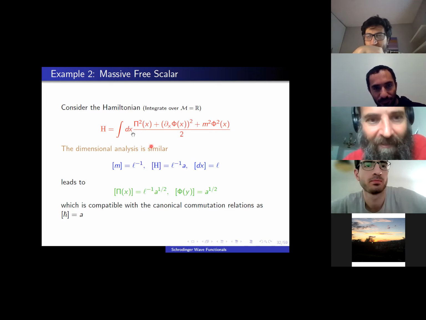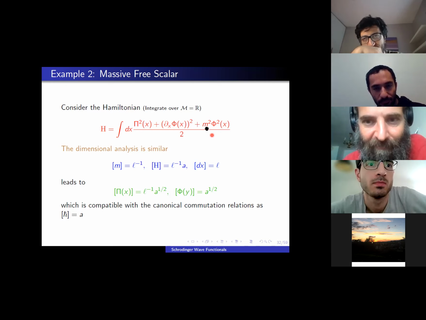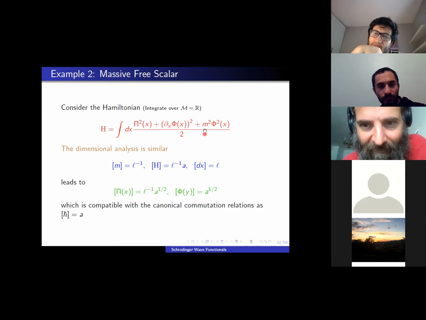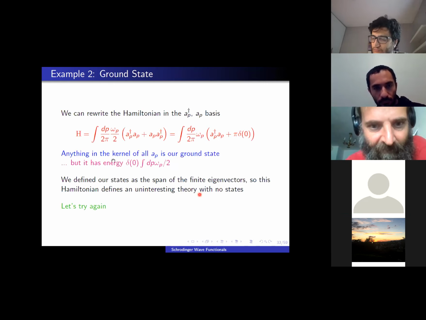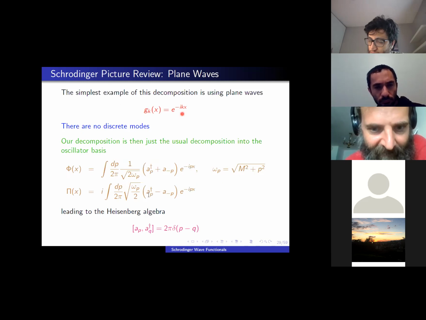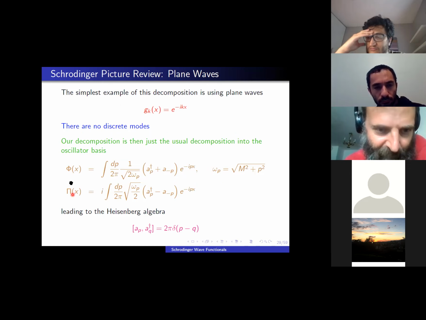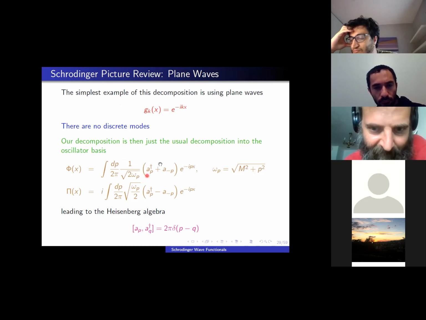Okay, so here's the massive free scalar theory. You can get the massless theory if you put m equals 0. Again, we can do a dimensional analysis, and it goes similarly. And remember, we had a different basis, this A dagger and A basis, which I defined a couple slides up in terms of the decomposition in terms of plane waves. So this is a different basis for the algebra. One basis was phi of x and pi of x, another one was the A daggers and A's.